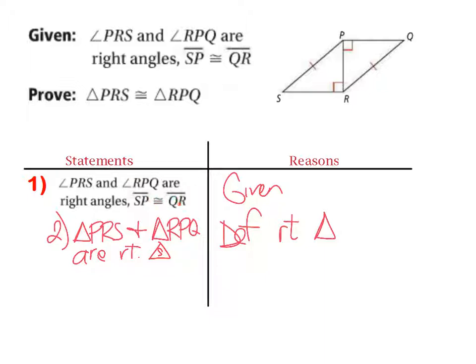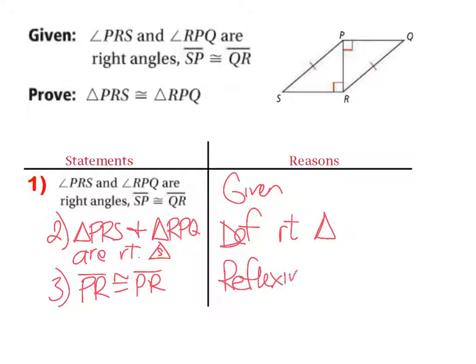Now this SP and QR, those are the hypotenuses of my two triangles. So that means I need to have a leg, hypotenuse leg. And looky there, they share a leg. I'm just going to put in a quick little reflexive step. PR is congruent to PR. Now I have exactly what I need. I can say that these two triangles are congruent. And my reason? Hypotenuse leg.